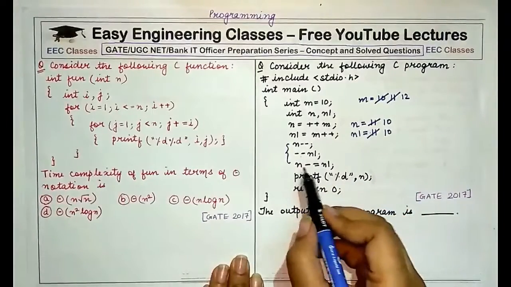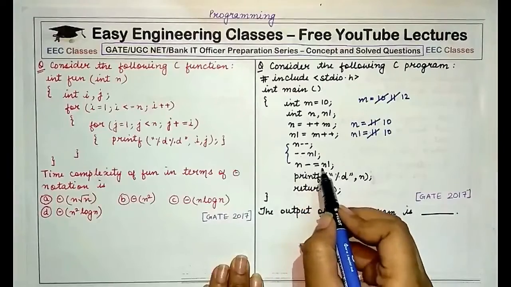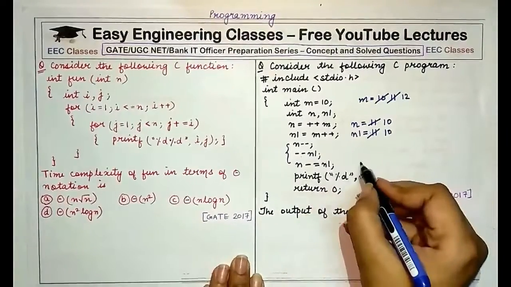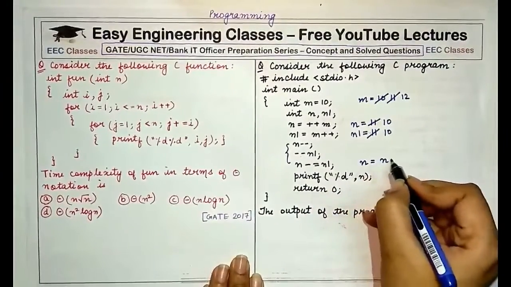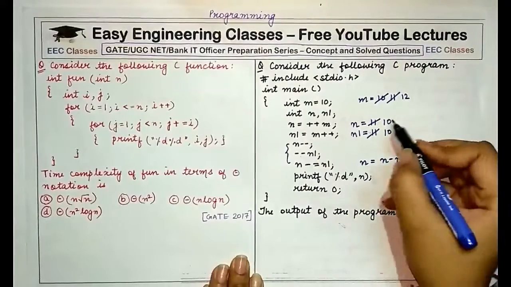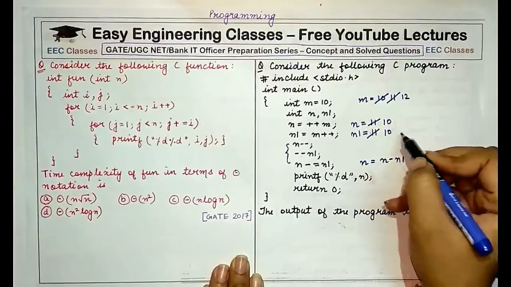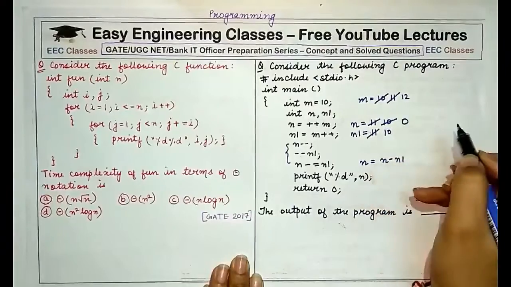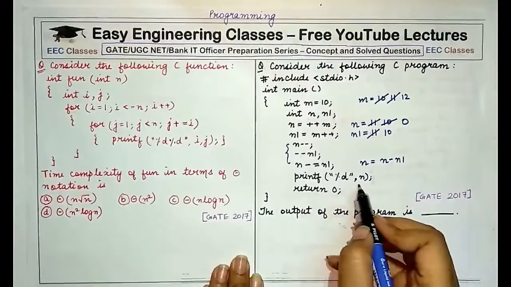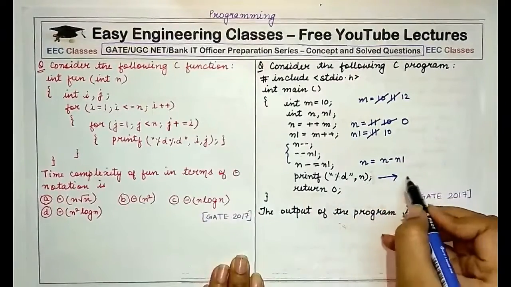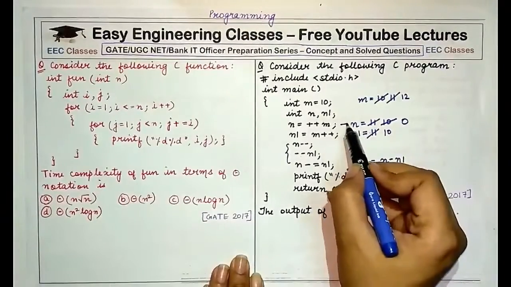Alright, now n -= n1, that means n is assigned the value of n minus n1. So n is assigned the value of 10 minus 10, which is 0. So printf("%d\n", n) prints this value, which comes out to be 0, as you can see here, right?